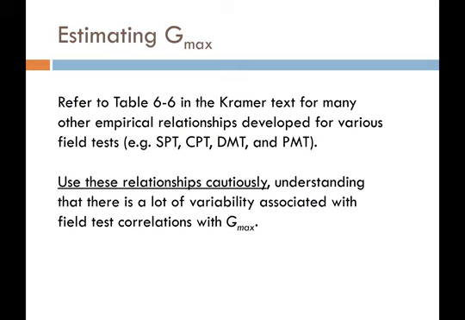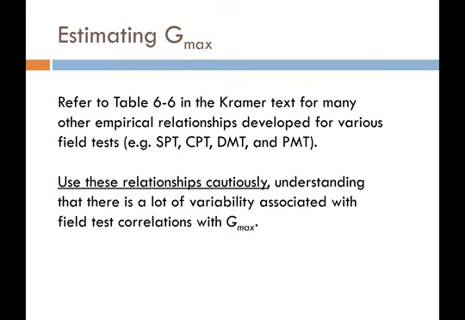And then you can refer to table 6-6 in the Kramer text for many other relationships to estimate the maximum shear modulus. These are all functions of standard penetration test, cone penetration test, dilatometer, or pressure meter. They have lots of different relationships. Not all of these relationships are actually reported in table 6-6, but their references are, and so you can go into the literature and find them.